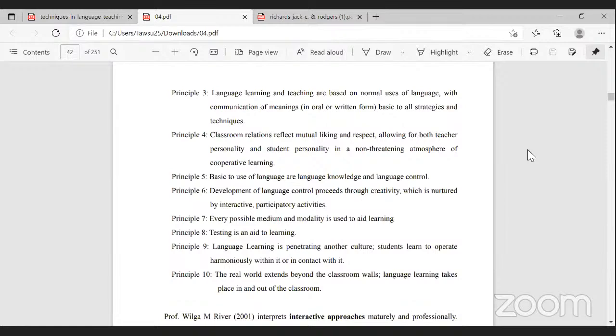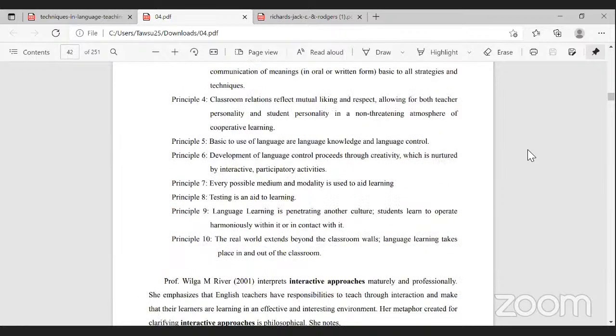Principle 5 is basic to use of language, language knowledge and language control. Development of language control proceeds through creativity. So he says that development of language is possible only through creativity, which is nurtured by interactive participatory activities. When we talk about creativity in language, it can be done by participating in interactive or participatory activities.